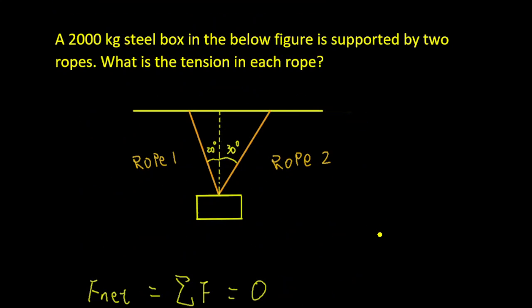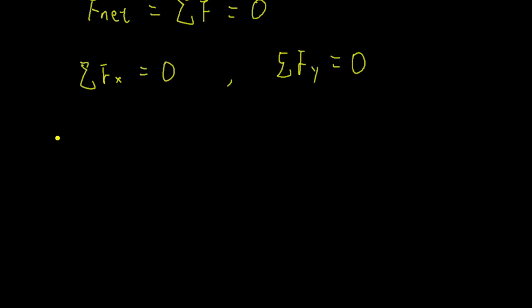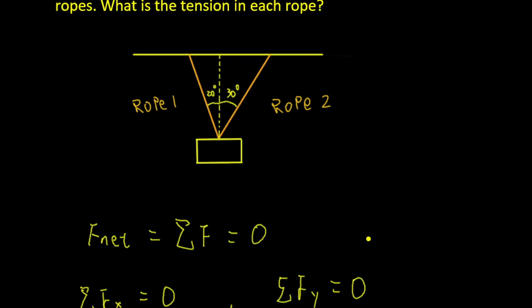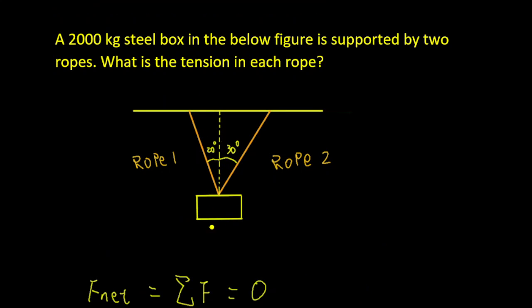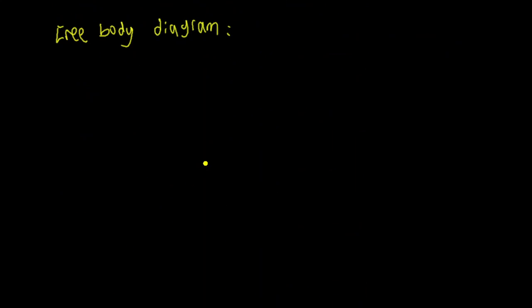First of all, we have to draw a free body diagram. So let's draw a free body diagram. Let's look at the steel box as a point. So let's look at the object as a point here. Now look at what forces are acting on this point.